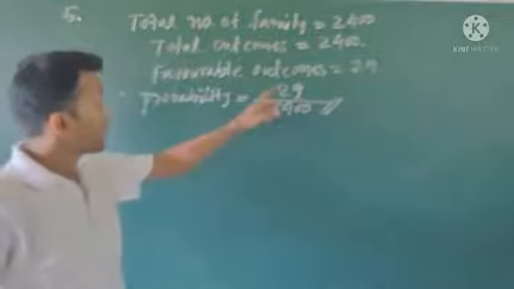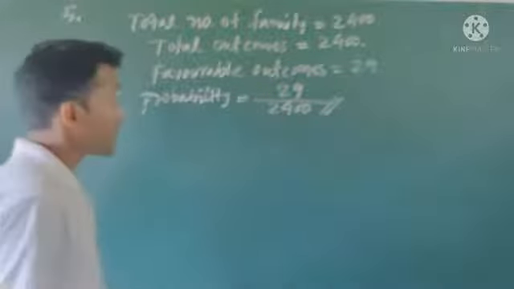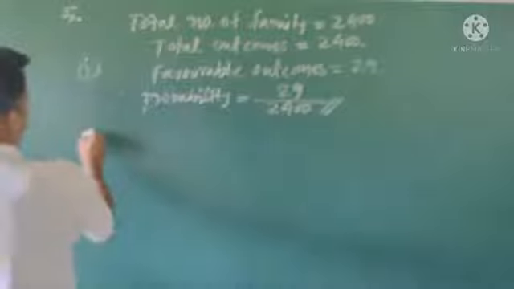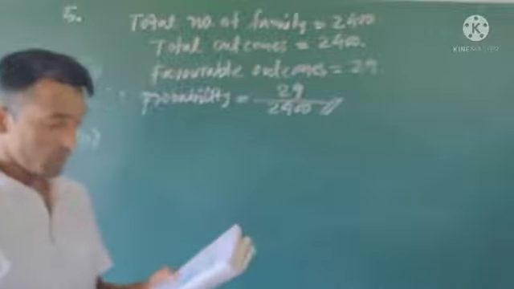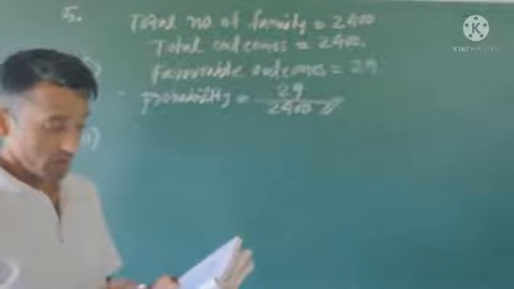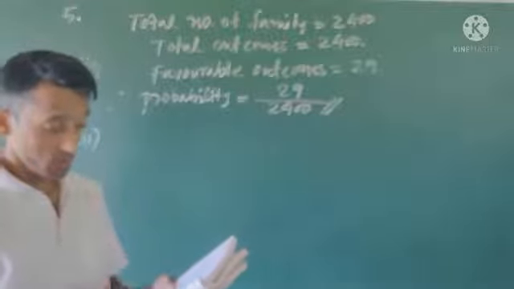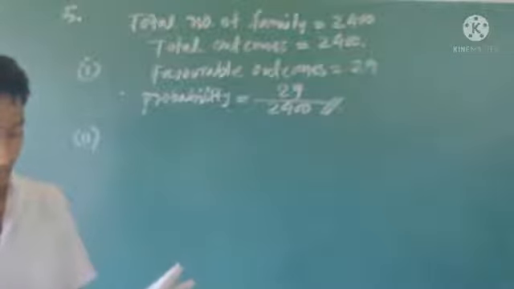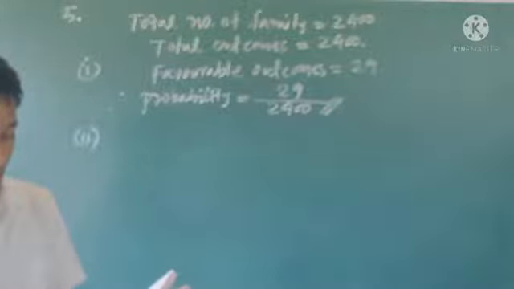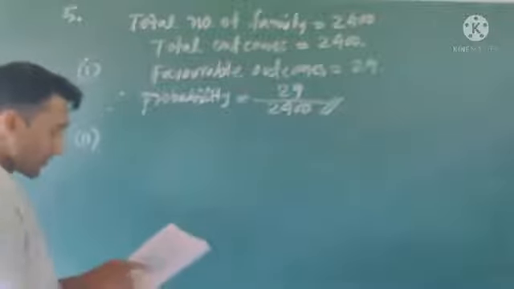It is an odd number, this is an even number, so there is no common factor. Next, number 2: earning 16,000 or more per month and owning exactly 1 vehicle. You see, 16,000 or more monthly income, and owning exactly one vehicle. How many families have exactly one vehicle whose earning is monthly 16,000 or more?